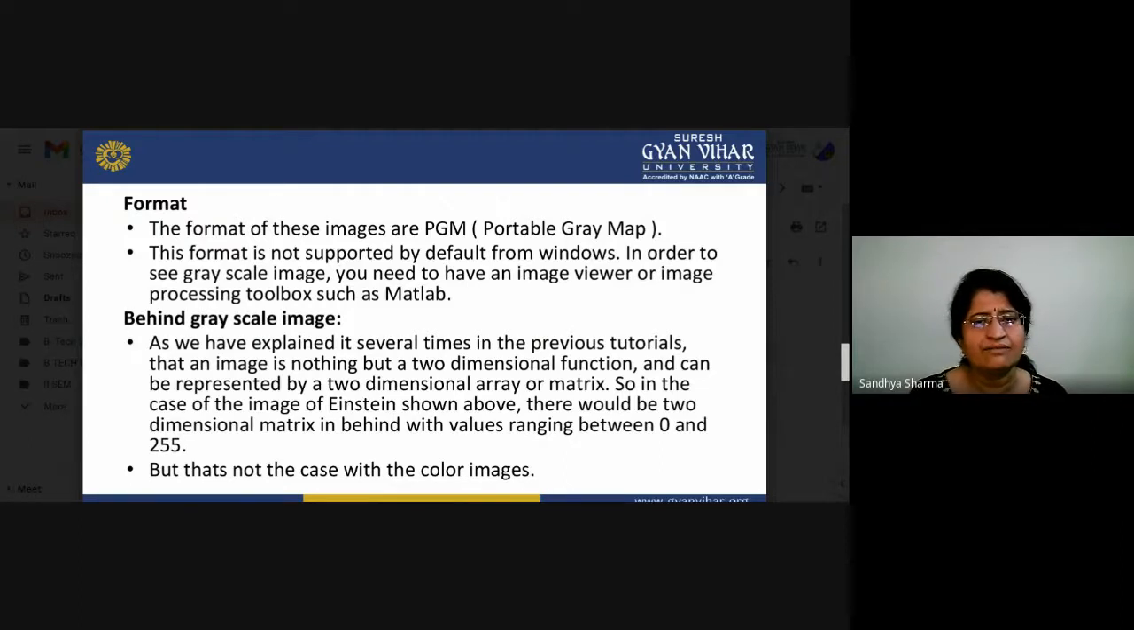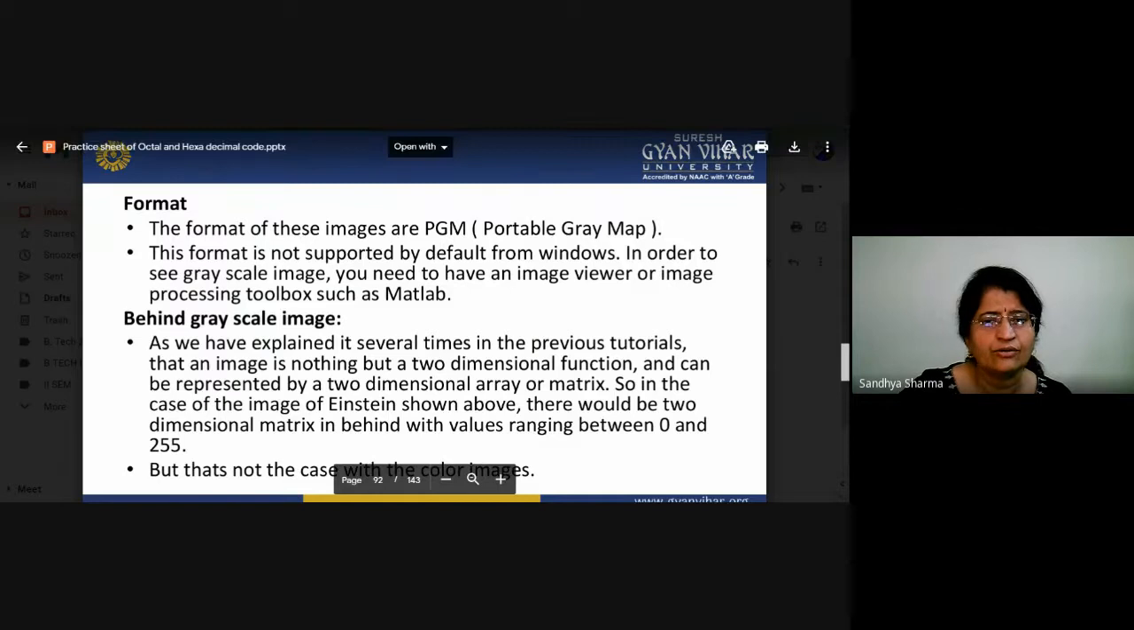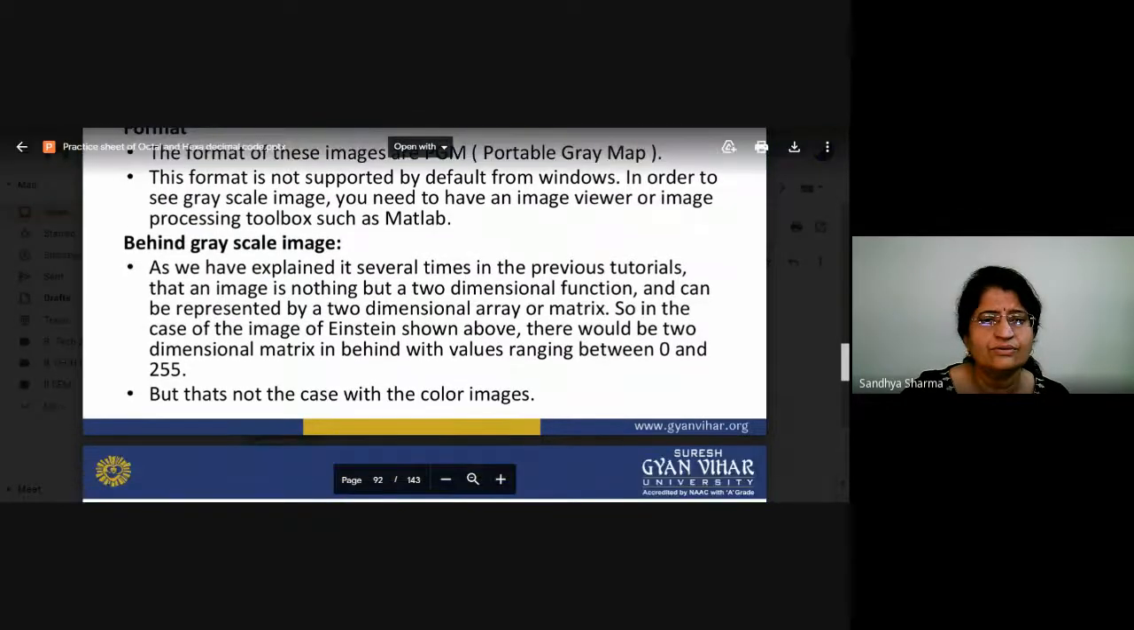We have already seen that an image is a two-dimensional function and can be represented by a two-dimensional array or matrix. That is a representation of an image. If we are talking about grayscale images, the values vary between 0 and 255.